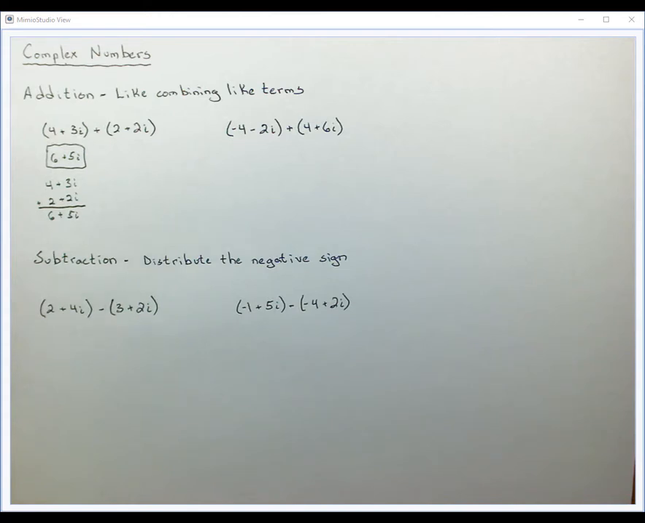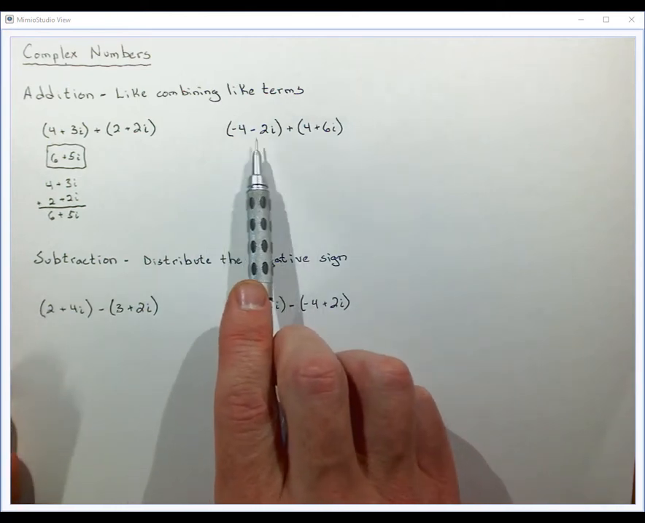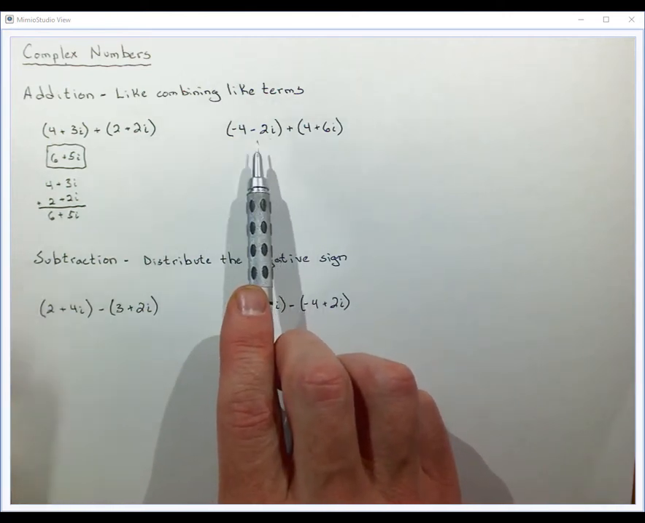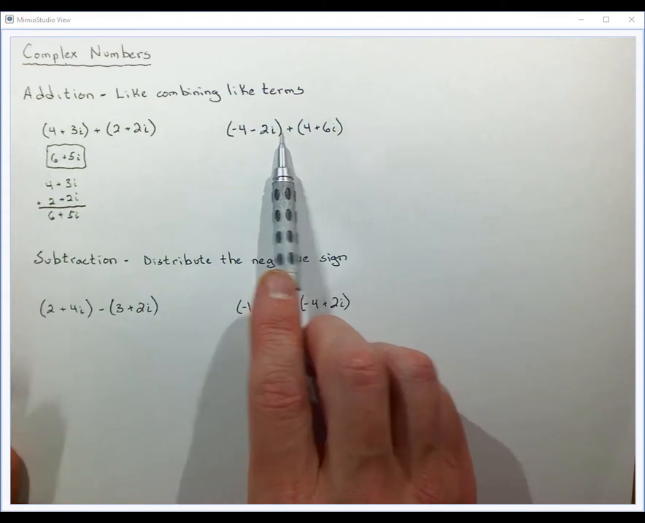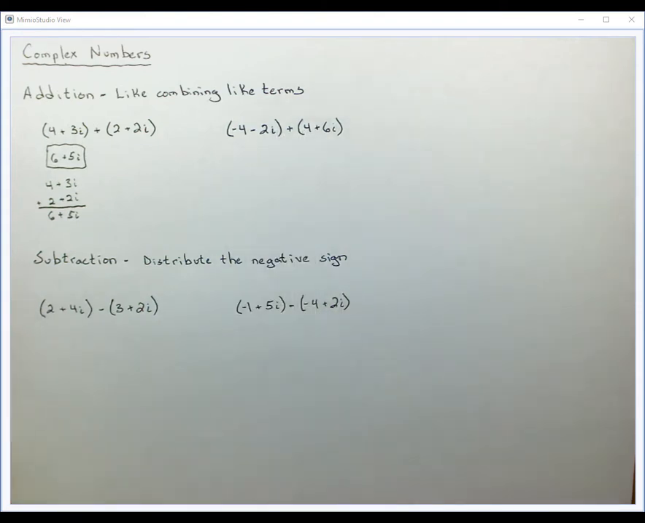That is adding. So, notice in my first term that this time I threw in some negative numbers, okay? But we're still adding. The addition sign separates the two complex numbers. Pause the video, work it, let's see if we get the same answers.